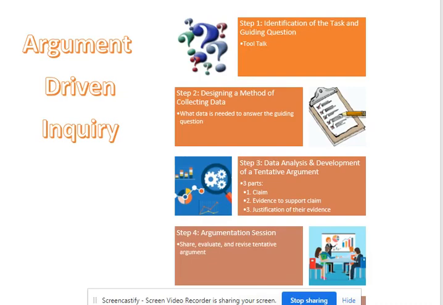All right, so today I'm going to introduce you to a new model we're going to start using for some labs we do in class. This model is called Argument-Driven Inquiry, which can be ADI for short. So we're going to start using ADI this week, and I want to start by just introducing to you what it is and what are the steps we follow in ADI.